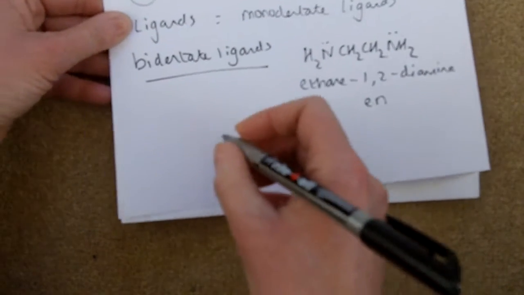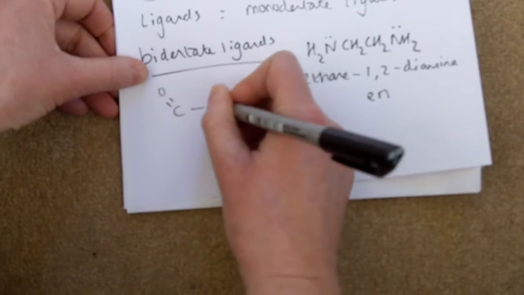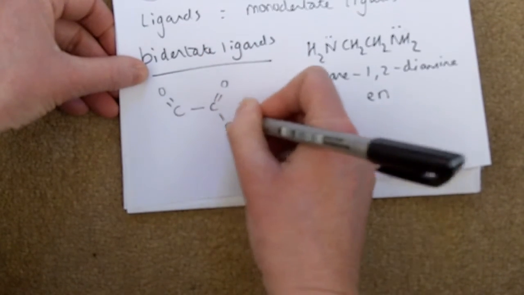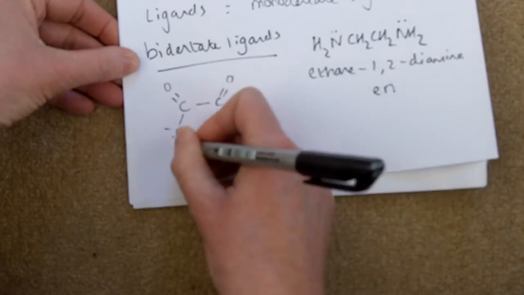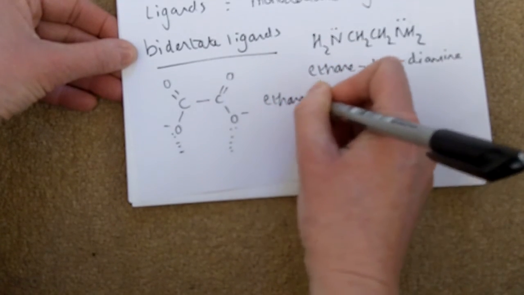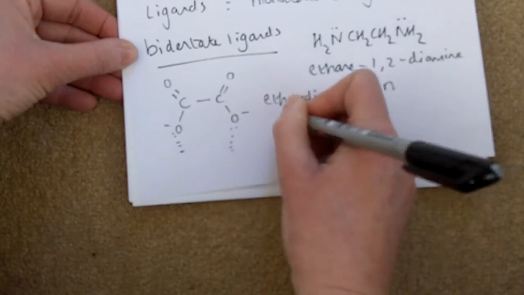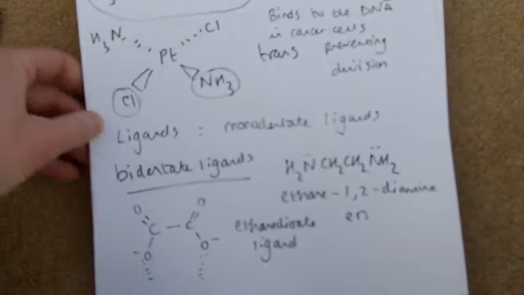Okay, another well-known bidentate ligand is this one here, which has the lone pair, and so it bonds here, and it's called the ethane dioate ligand. They're the two most common bidentate ligands. Okay, so let's just see it in action then.